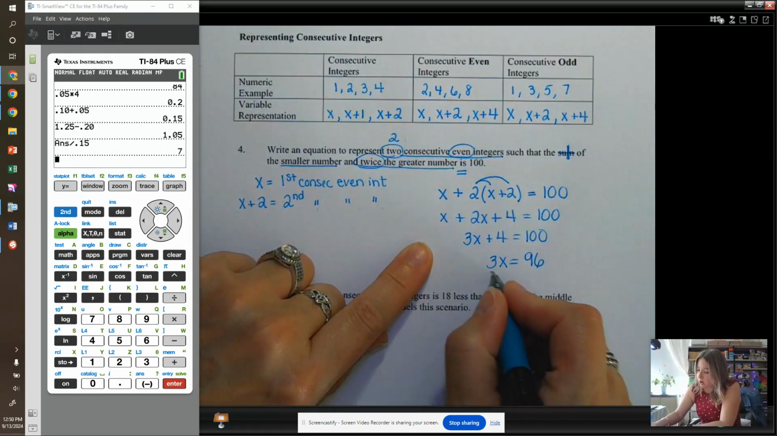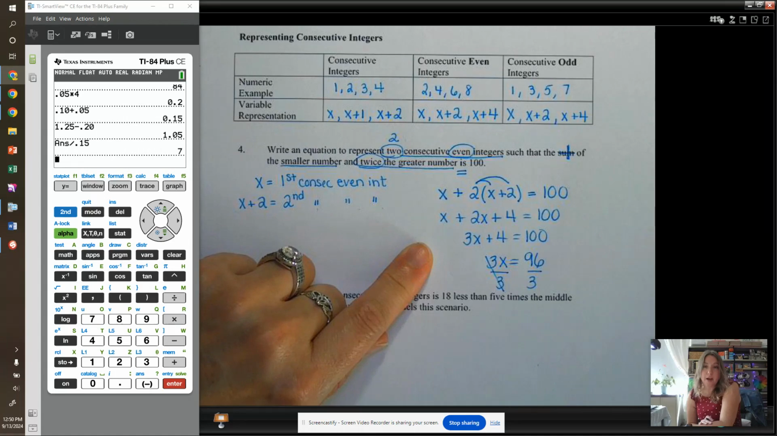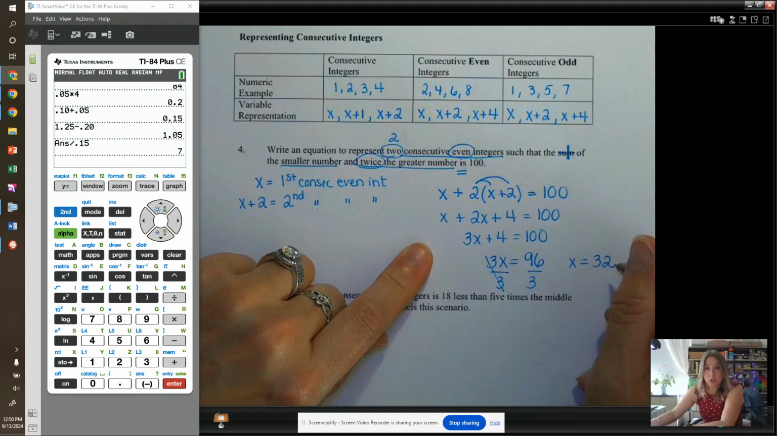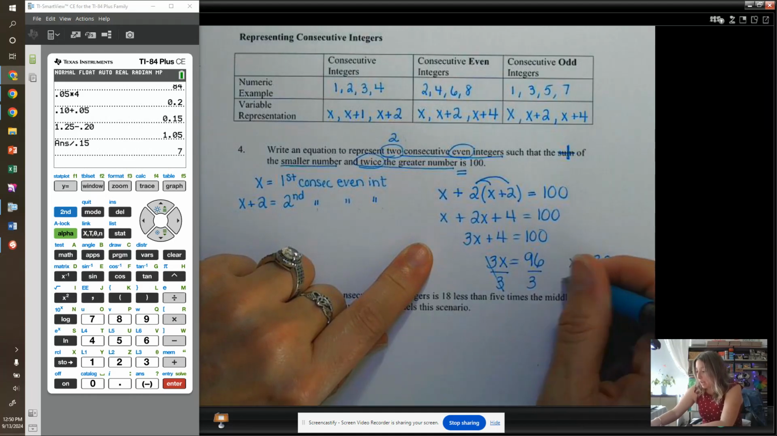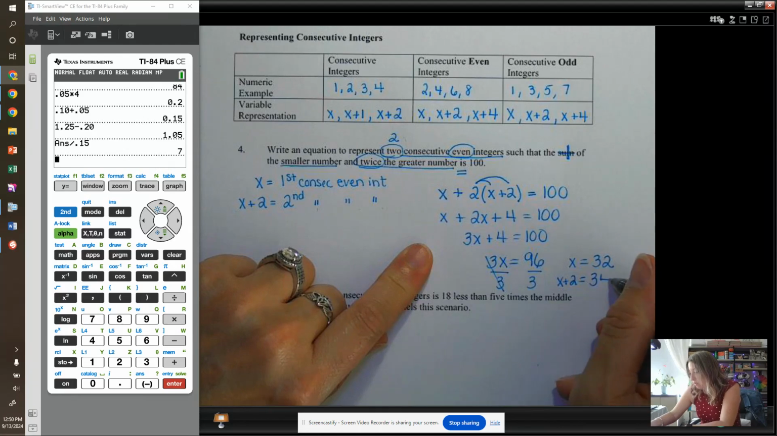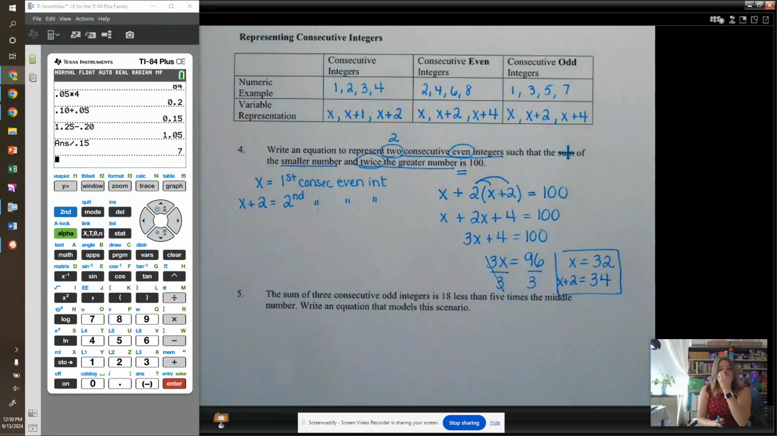96. So to get what x is worth, I would divide both sides by 3. Well, 9 divided by 3 is 3, and 6 divided by 3 is 2. So if x is 32, then my x plus 2, my second consecutive even integer, is 34. If I were asked to solve it, that's how I'd go into it. We weren't asked to solve it, we were just asked to write the equation.